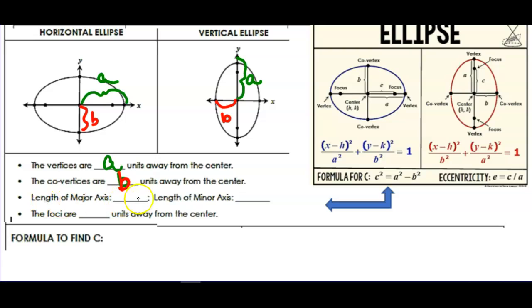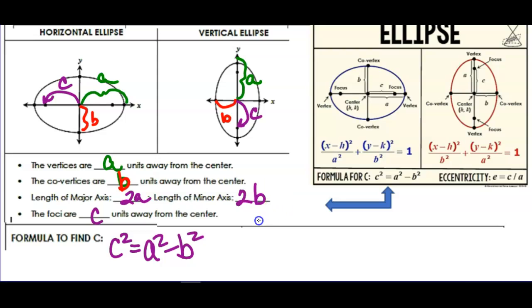And the length of the major axis is 2A. The length of the minor axis is 2B. The foci are C units away from the center. And to find C, you do C squared equals A squared minus B squared. And so C is from the center out to this focus point, or on this one, it's here.